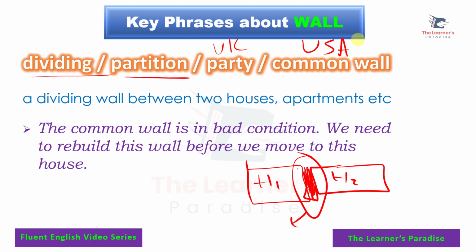Example sentences: the common wall is in bad condition. We need to rebuild this wall before we move to this house.